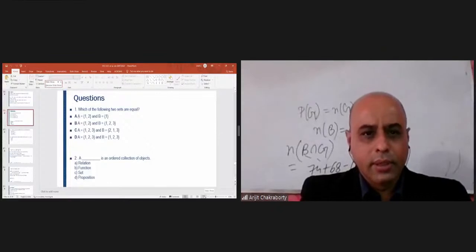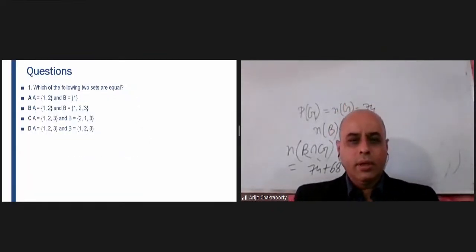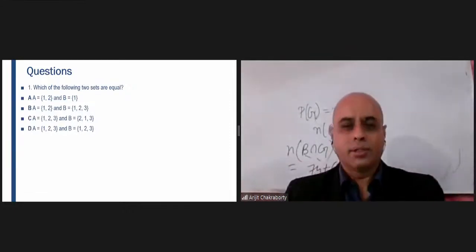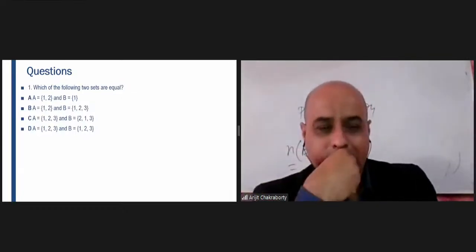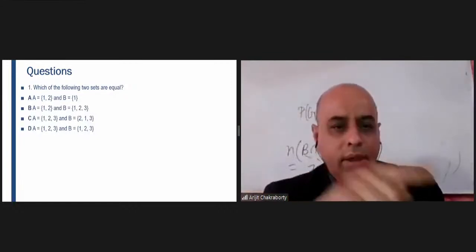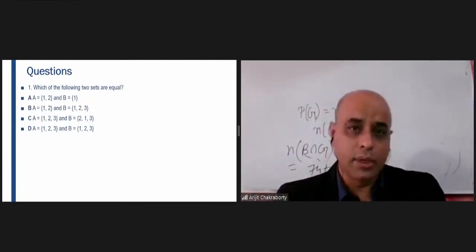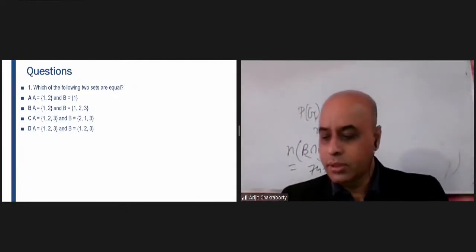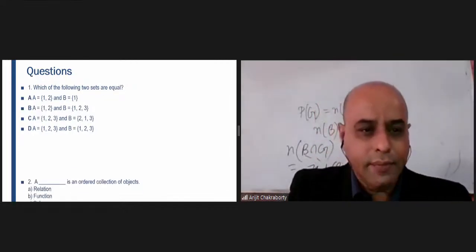Okay. So we are doing this question. Which of the following two sets are equal? Set A is 1, 2 and B is 1. So that is not correct. You can see the second option is also not correct. The last option is correct because it has two sets, 1, 2, 3 and 1, 2, 3. Set A is also 1, 2, 3. Set B is also 1, 2, 3. So the last option, option D, is correct.